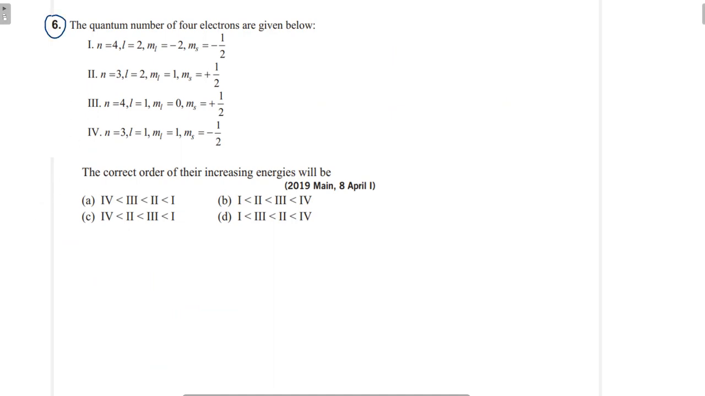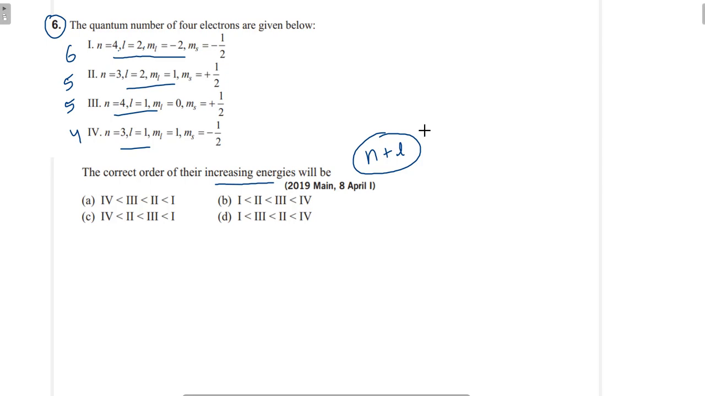Next, sixth question. N equal to 4, L equal to 2, M value is given like this, all values. Now the correct order of their increasing energies. See, increasing energies depends on only N plus L values, first of all. If N plus L is same, then we can go for the next. N plus L, so how much is it? 6. Here it is 5. Here it is 5. Here it is 4.